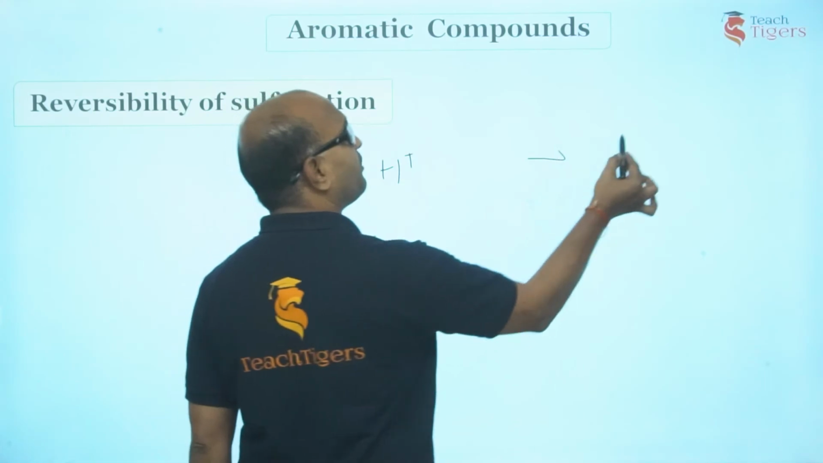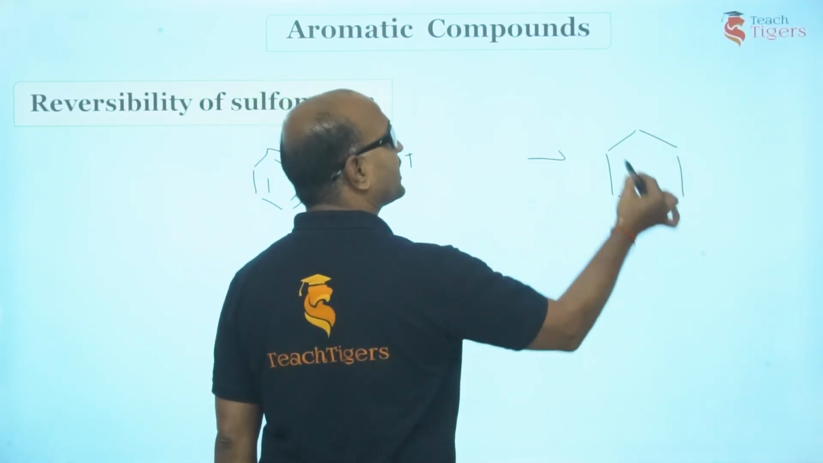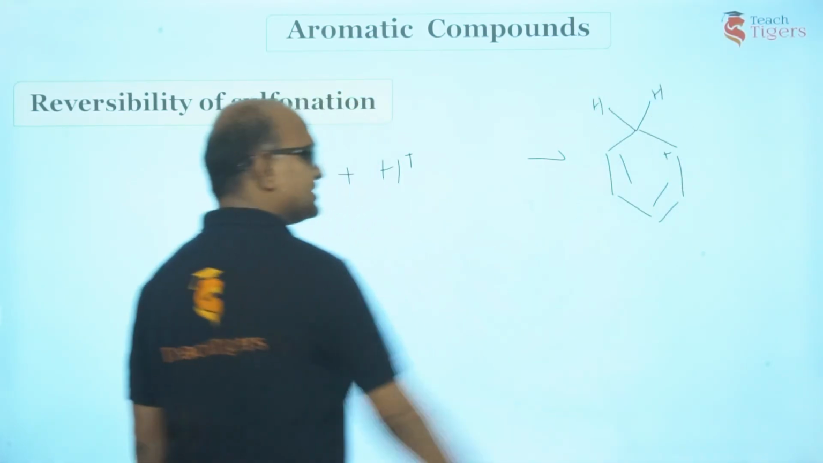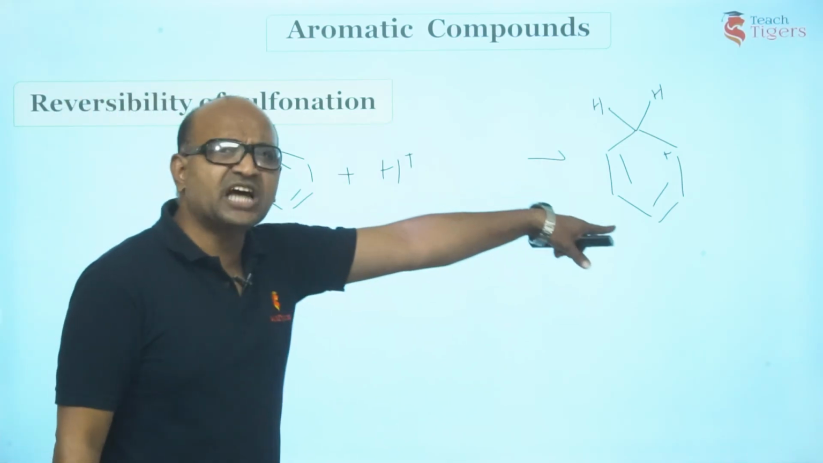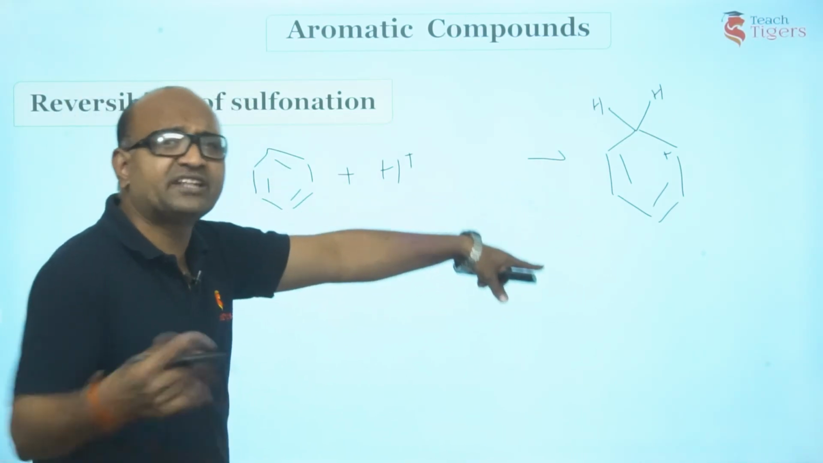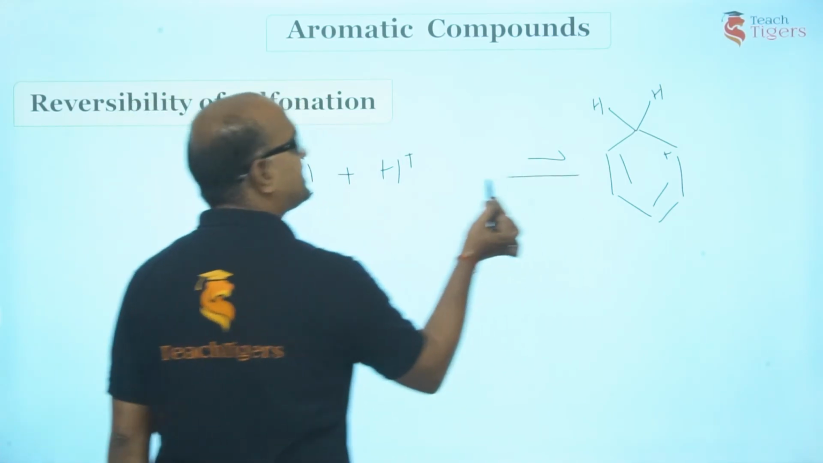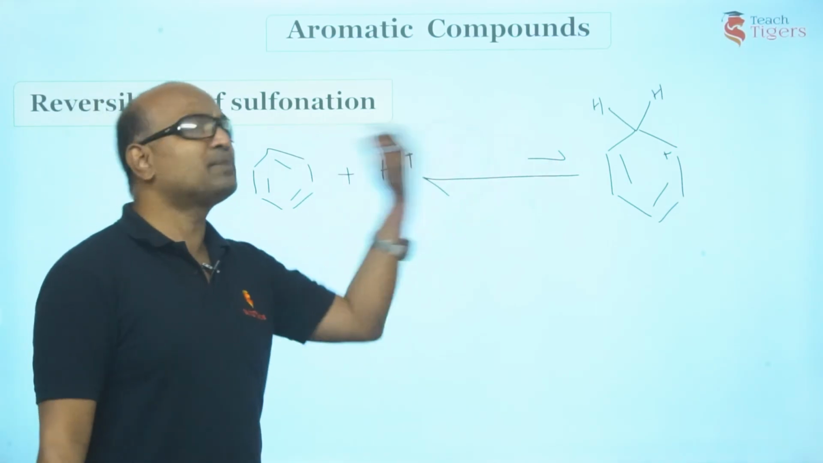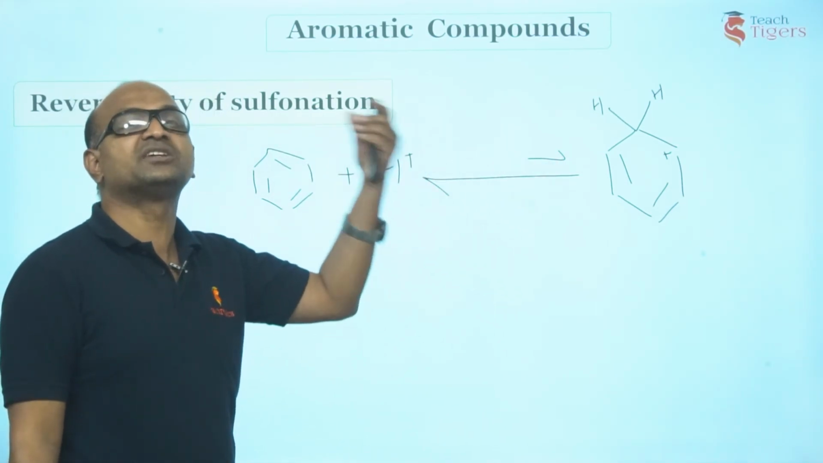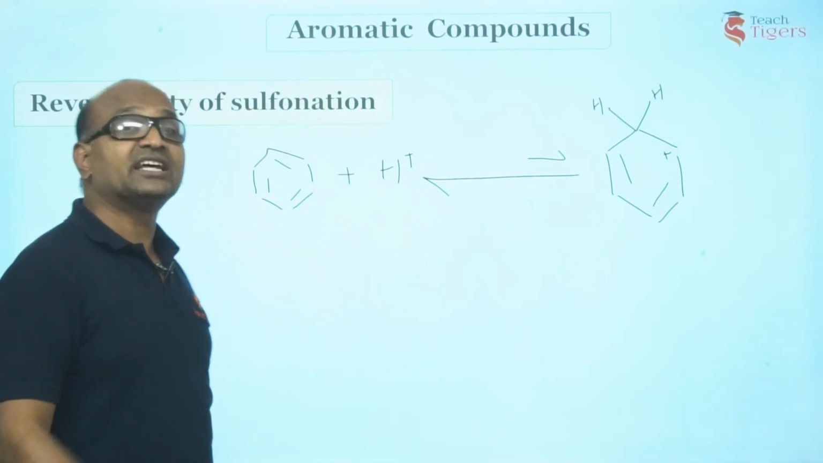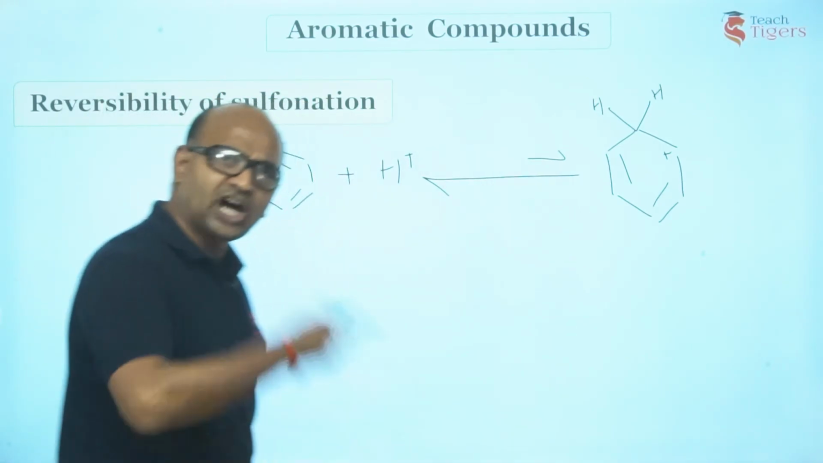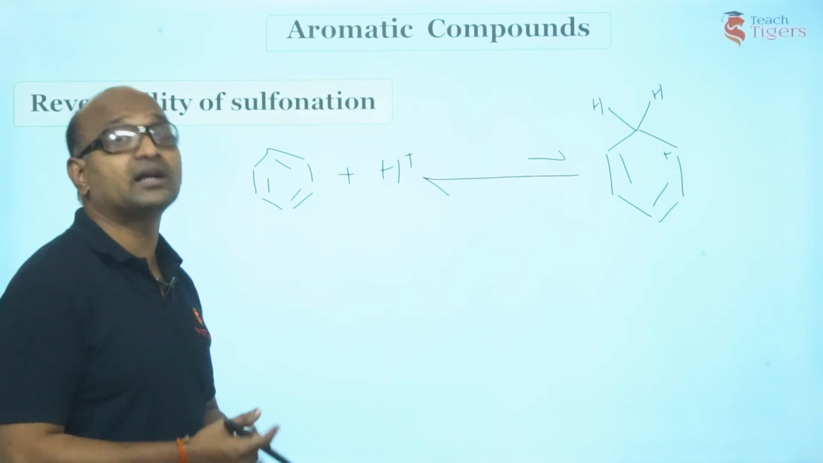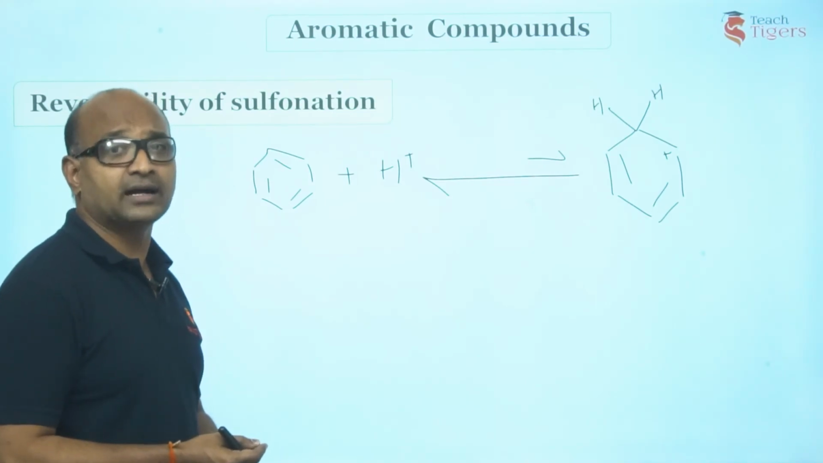Obviously, you expect the pi bond to be broken, resulting in an arenium ion. This is what we have. But guys, can you see? This is highly stable and the reaction is so reversible that it always takes place in the backward direction and rarely proceeds in the forward direction. The value of K for this reaction is very small, so the reaction never proceeds forward. It always goes in the backward direction. Hence, we never consider this reaction to occur. It's very difficult to occur.